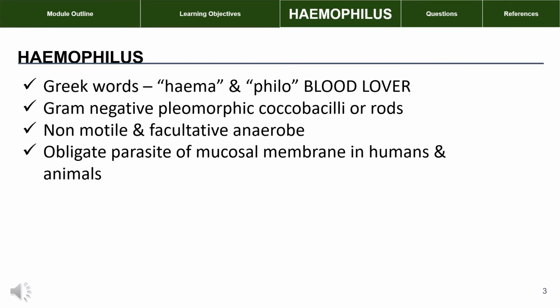The word Haemophilus came from the Greek words hema and philo, meaning blood lover: hema meaning blood, and philo meaning lover. They are gram-negative pleomorphic coccobacilli or rods. They are also non-motile and facultative anaerobes. And lastly, they are obligate parasites of the mucosal membrane in humans and animals.